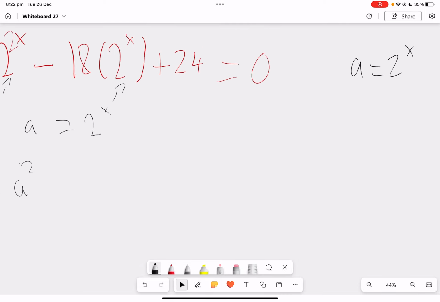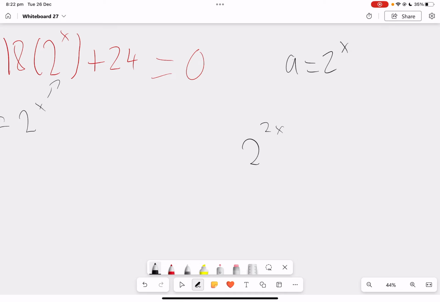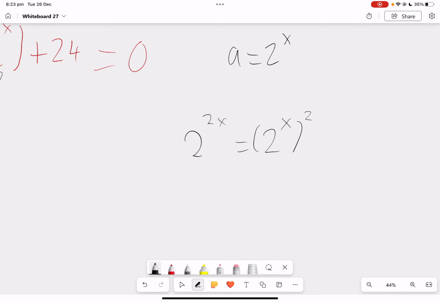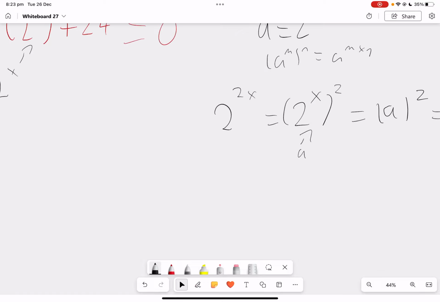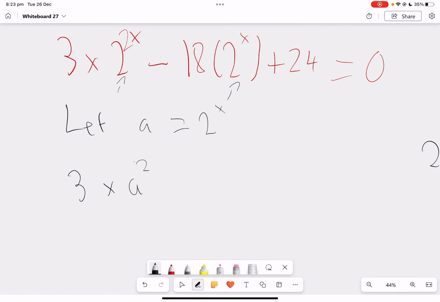The reason why is because 2 to the power of 2x, we can rewrite that as 2 to the power of x in brackets and then 2 on the outside using our index rules, where a to the power of m in brackets with n is just a to the power of m times n. So that's still the same, right? And since 2 to the power of x is a, we know that it's a brackets squared, which means this is a squared. So let's continue. We got up to 3 times a squared minus 18a, because remember 2 to the power of x we say is a. Then plus 24, because there's no power there, and that's all equal to 0.